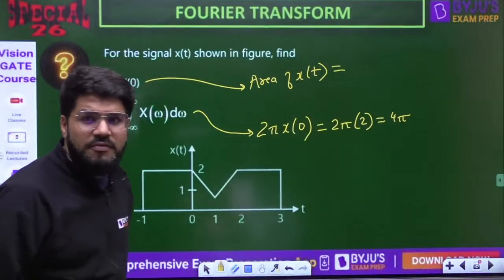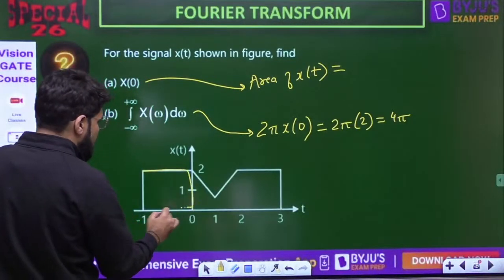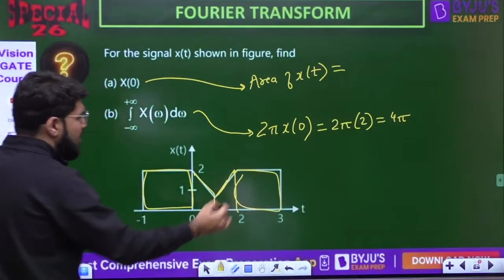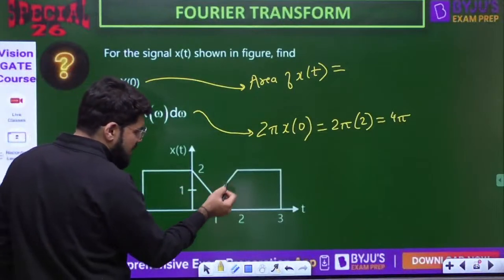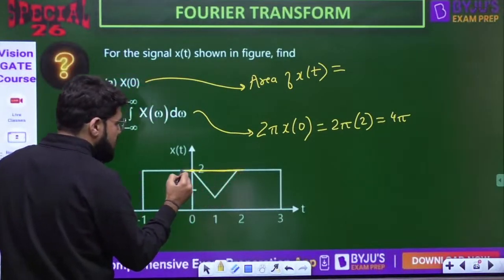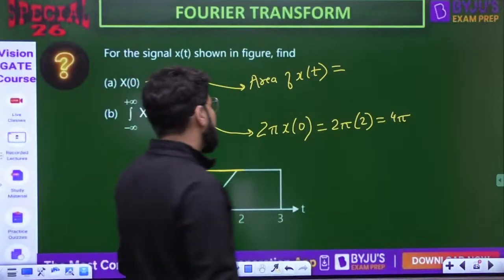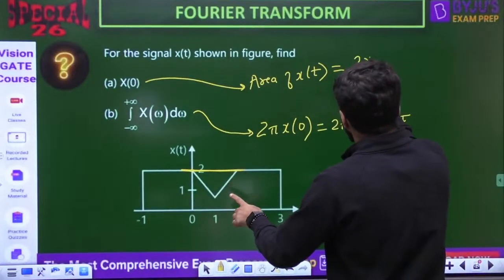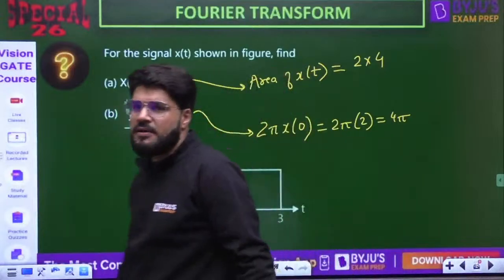To calculate the area of x(t), you may approach it by first taking the area of this portion, then a trapezium, then again a trapezium, then a rectangle. But let's make it simpler. Suppose there is just one cavity here and it was flat. Then overall it is a rectangle. The area of a rectangle is height into base. Height is 2 units and base will be minus 1 to 3, so 4 units, if there was no depression.